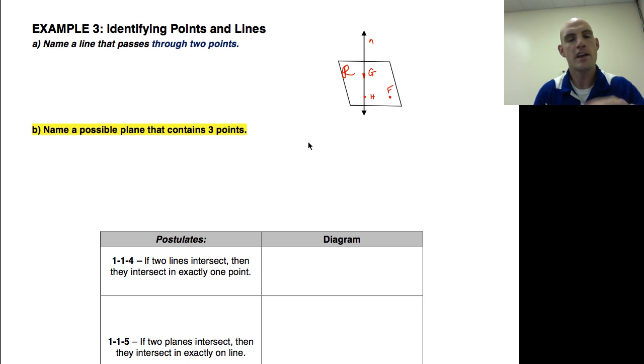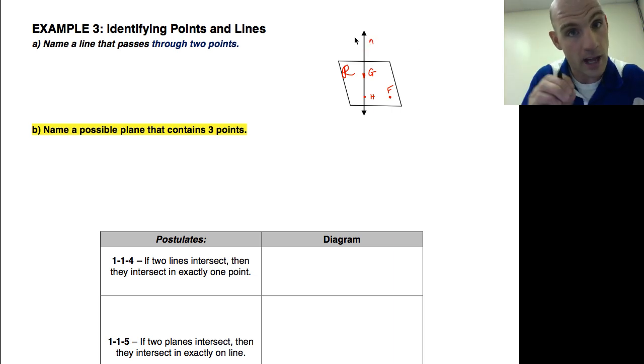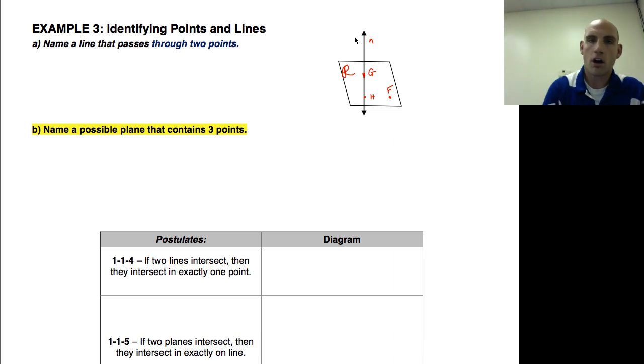Example 3. Here we have a couple of things that we're going to try to identify given this diagram. Well, if you'll notice here, I've got this little n. It doesn't have a point, so that must be the name of the line, right? I've got R, this script R here, which must be the name of the plane.